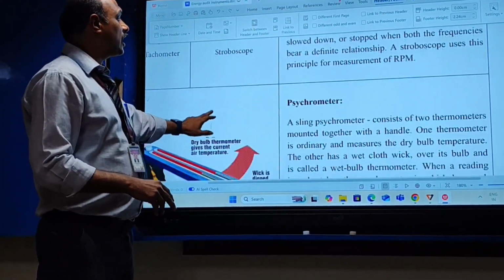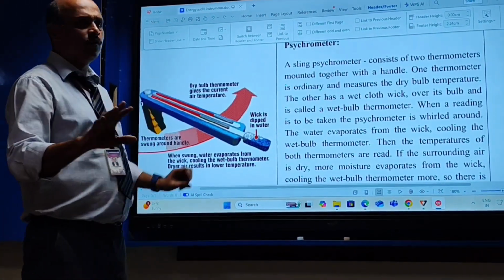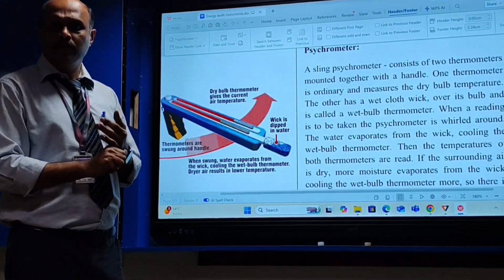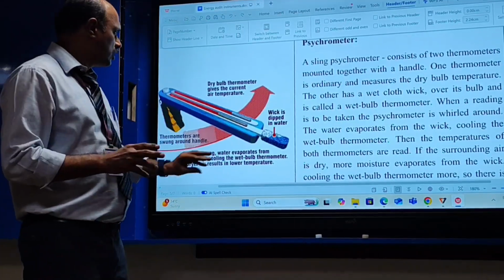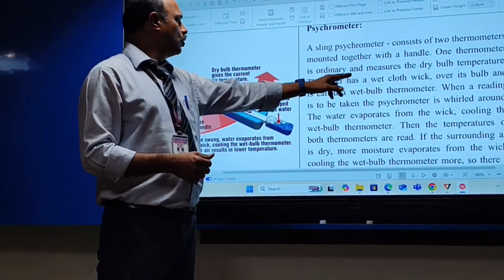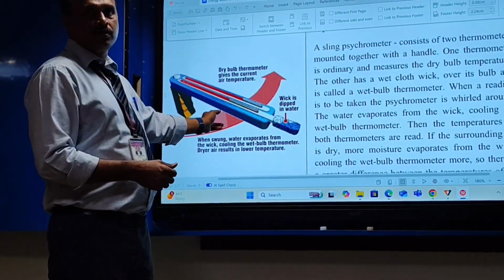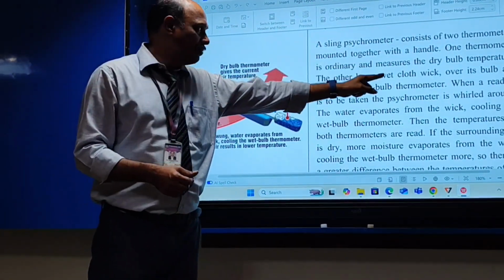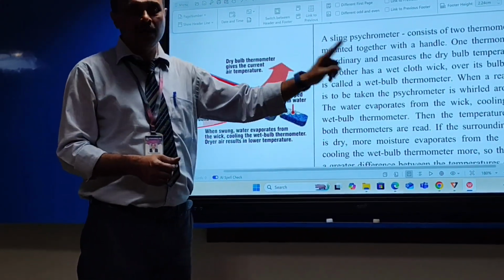The next type is called a psychrometer. A psychrometer is used to find out the temperature level. You can find out wet bulb temperature and dry bulb temperature, both using your psychrometer. A simple psychrometer consists of two thermometers, okay, which are mounted on the same case. One measures the dry bulb temperature and another measures the wet bulb temperature.